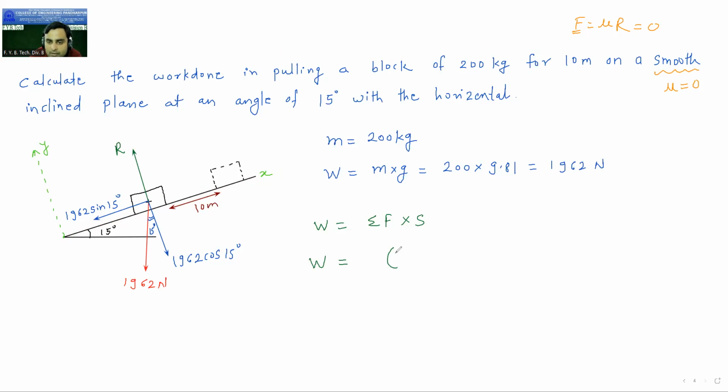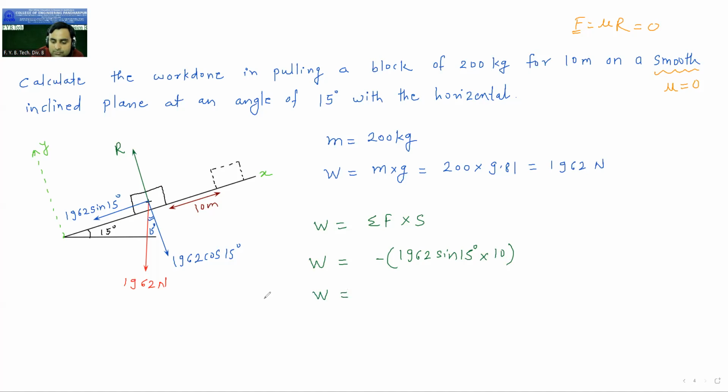So here it is 1962 sin 15 into the displacement, which is 10. But here one more thing you can see: displacement is in the right hand side direction, and the force is in leftward direction. So this displacement is minus. Okay, this displacement is minus. So if you solve this, you will get the value of W.